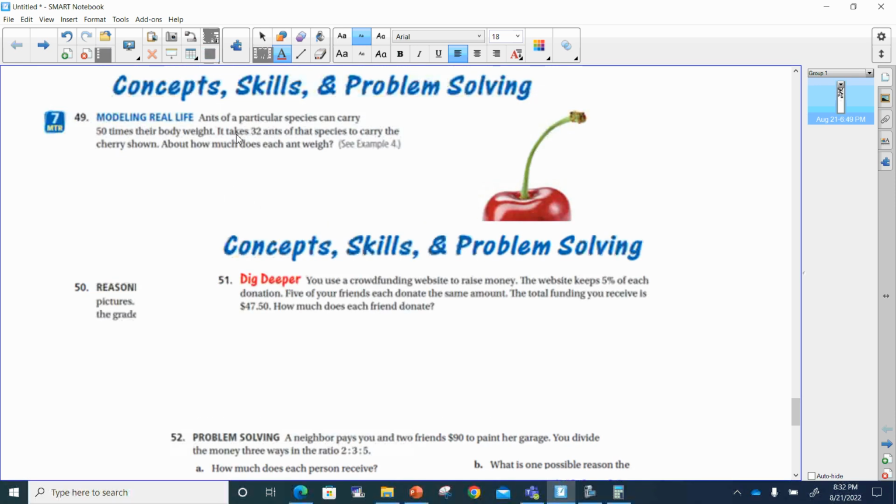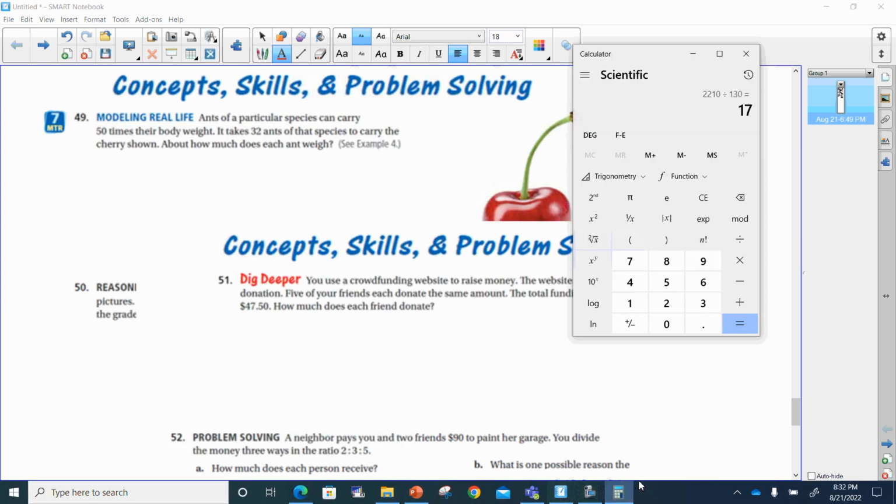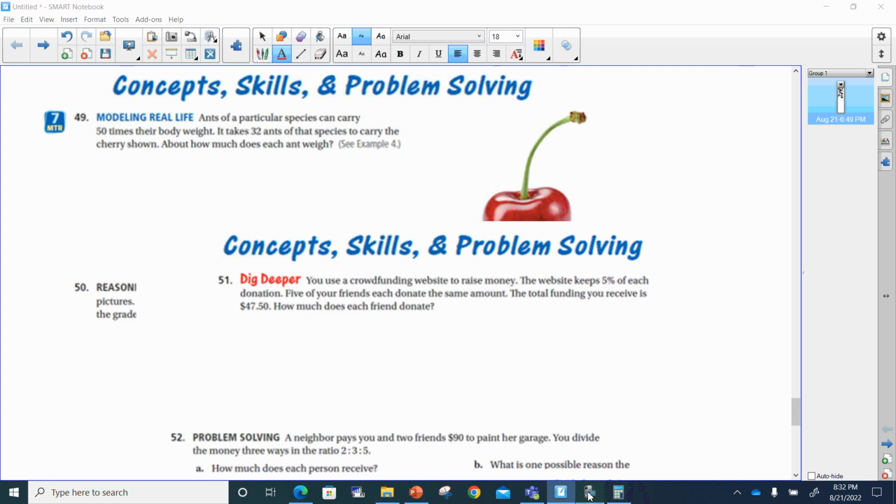Okay, number 49. Ants of a particular species can carry 50 times their body weight. It takes 32 ants of a species to carry the cherry shown. About how much does each ant weigh? Okay, 32 ants to carry this cherry over here, and it says they can carry 50 times their body weight. It takes 32 ants to carry the cherry. How much does each ant weigh? Okay.